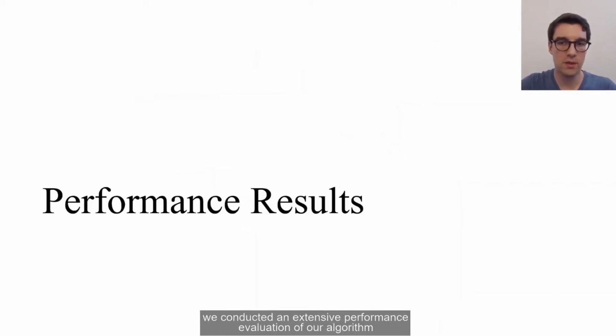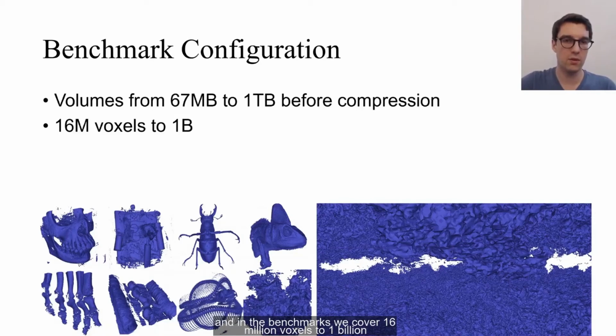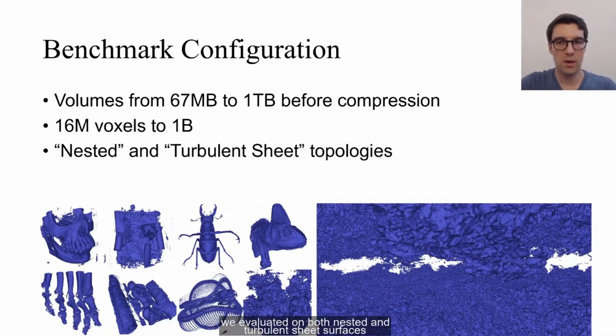We conducted an extensive performance evaluation of our algorithm. We evaluated it on datasets ranging in size from 67 megabytes to 1 terabyte before compression, and in the benchmarks we cover 16 million voxels to 1 billion. We evaluated on both nested and turbulent sheet surfaces, which have different cache behaviors.